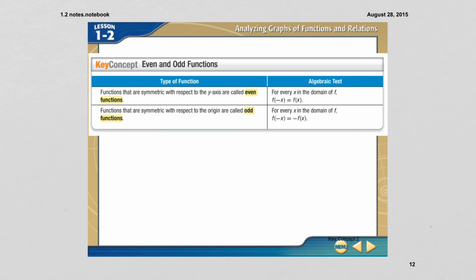Okay, you'll need to pause the video and copy these down. These are the concepts for even and odd functions. An even function is when we have symmetry with the y-axis. An odd function is when we have symmetry with respect to the origin.